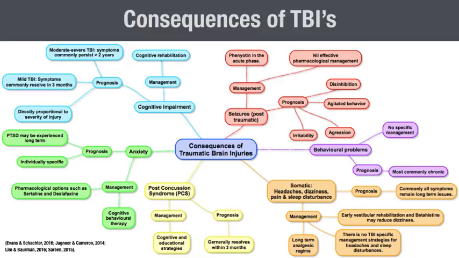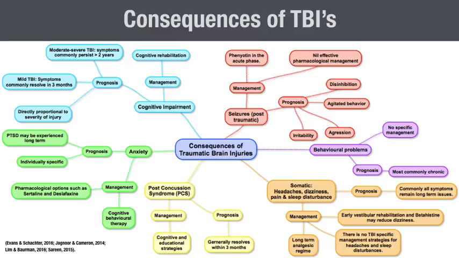Prognostically, patients often experience disinhibition, agitated behaviour, aggression and irritability. Behavioural problems have no specific management and are commonly chronic. Somatic issues such as headaches, dizziness, pain and sleep disturbance are often managed with long-term analgesic regimes. There is no specific TBI management strategy for headaches and sleep disturbances. Early vestibular rehabilitation and betahistine may reduce dizziness. However, many of these symptoms are experienced long-term.